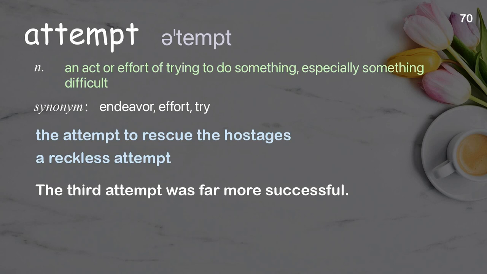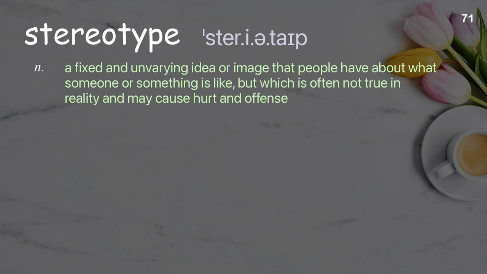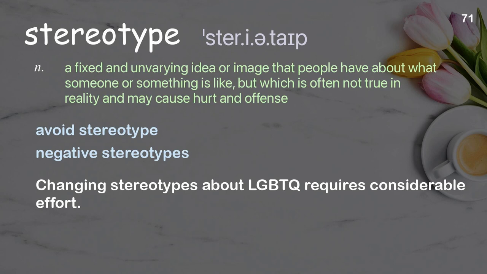Stereotype. A fixed and unvarying idea or image that people have about what someone or something is like, but which is often not true in reality and may cause hurt and offense. Examples. Avoid stereotype. Negative stereotypes. Changing stereotypes about LGBTQ requires considerable effort.